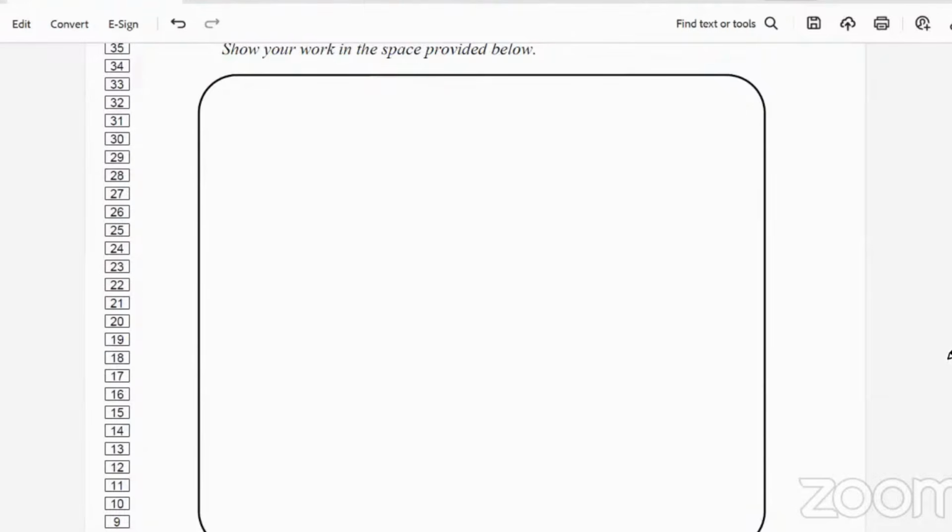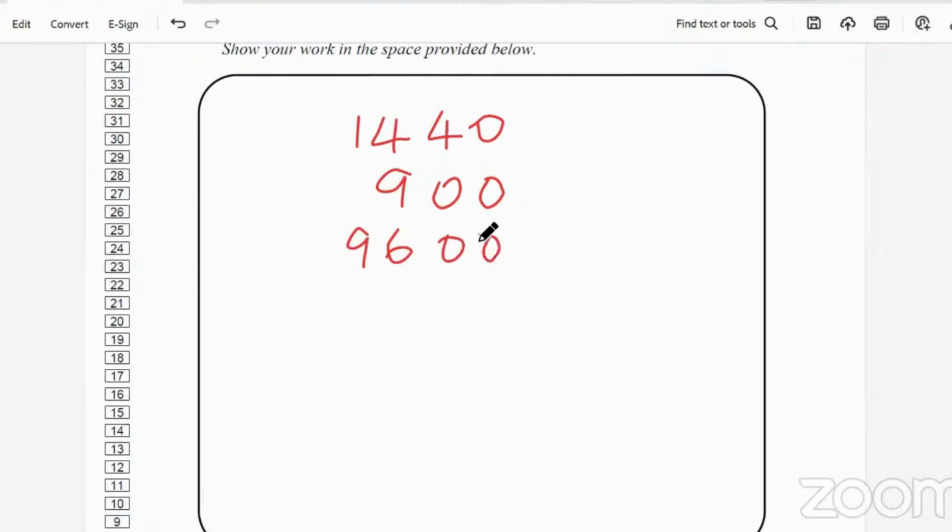All right, so 1,440, okay, and it would be best if you perhaps labeled them. All right, we can go back to do the labeling after. Then we had 900, and then we had 9,600, and also 2,400, okay?